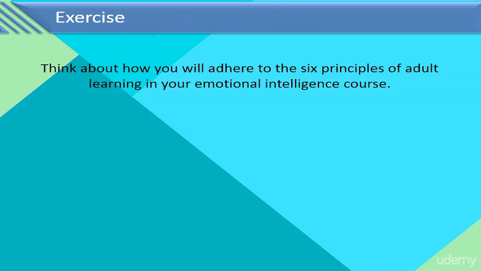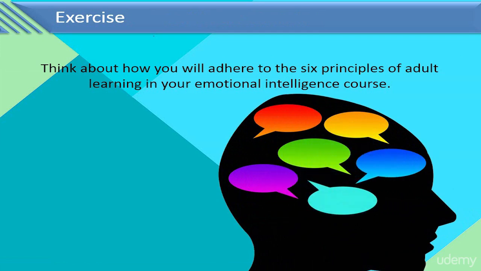I hope you're ready for your next exercise. Here it is. Think about how you will adhere to the 6 principles of adult learning in your emotional intelligence course. Again, there are many ways to make your courses successful. It all depends on your creativity, time, and budget.